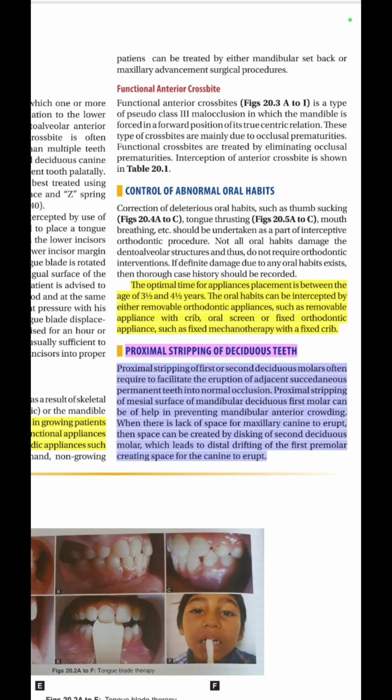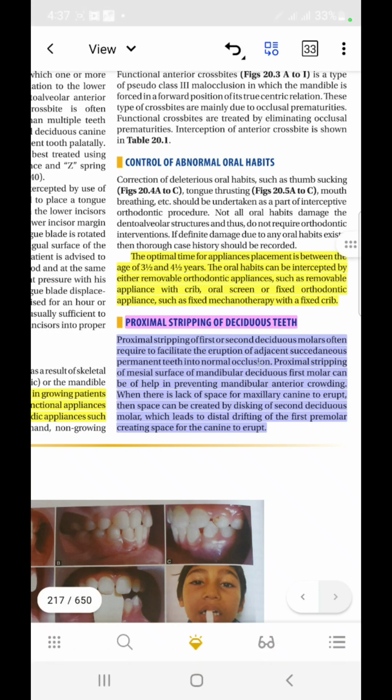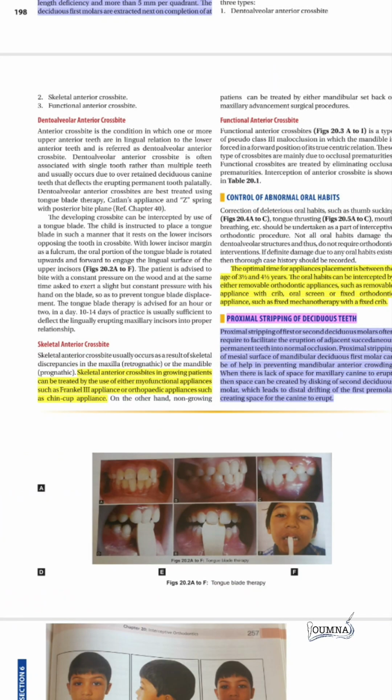So if we do a proximal mesial surface stripping of this deciduous tooth, we prevent the mandibular anterior crowding. Also, if we want a space for the canine to erupt, we can use a disc and start stripping of the second deciduous molar, which will lead to distal drifting of the first premolar, creating space for the canine to erupt.